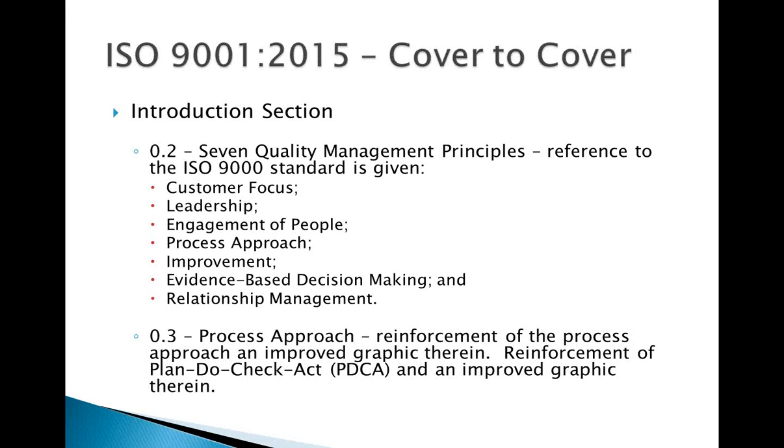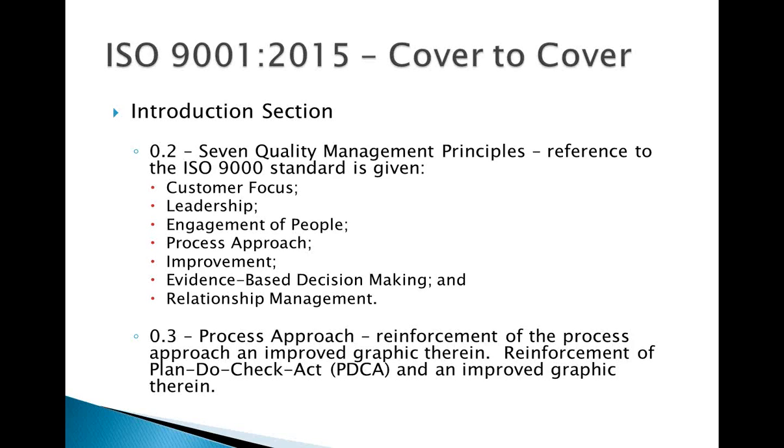In section 0.2, we have the 7 quality management principles. There is a reference given to ISO 9000 where these principles are given a more thorough explanation. You'll note that these terms are very similar and in some cases duplicates of what used to be the 8 quality management principles in the former standard.